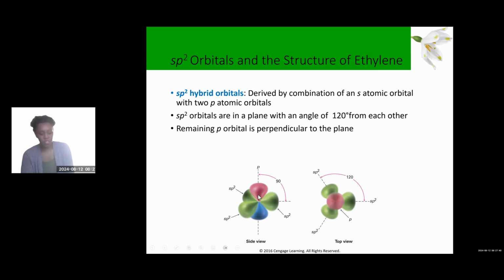So we're looking at the structure here. This is kind of looking at it straight on. And then the other angle is if you're looking at it from the top view. So as you can see, you have your p orbital here, which is the top of this p orbital. And then you have your sp2 orbitals going around it in the plane, okay?